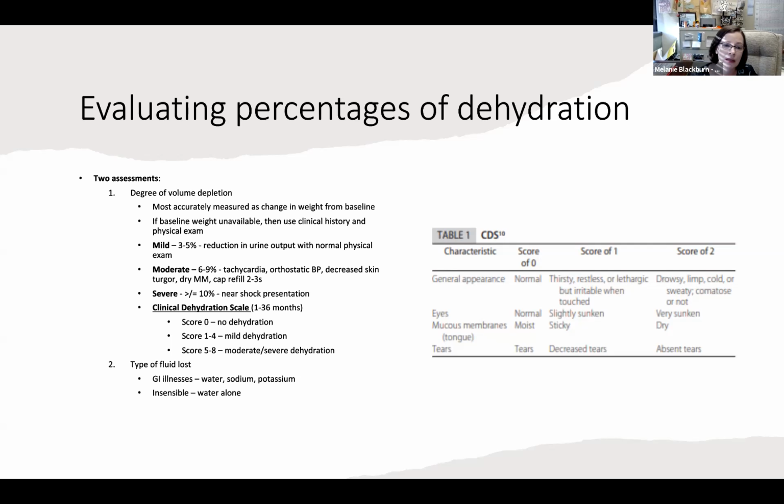Once you move into moderate dehydration, which is 6 to 9% dehydrated, patients will start having vital sign abnormalities and physical exam findings that you will be able to assess. So those patients should be tachycardic. Sometimes they'll have orthostatic changes in their blood pressure, and they'll have decreased skin turgor and dry mucous membranes, and they'll start to have an extension of cap refill.